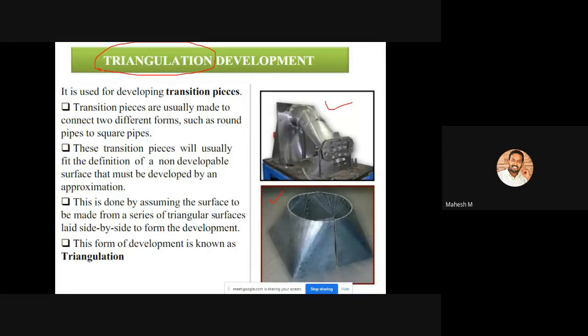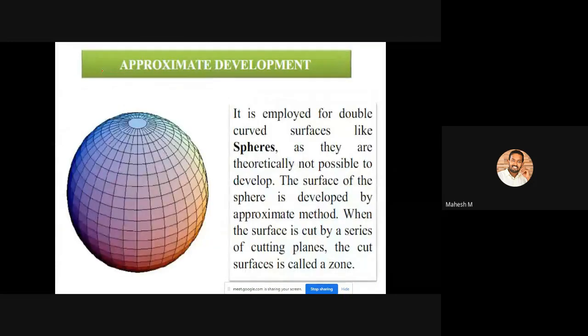So we will be discussing only parallel line and radial line development. The topics in your syllabus will come under those two categories. The next one, the final one, is approximate development. It suits double curved surfaces like a sphere. So a sphere is the perfect example for approximate development.